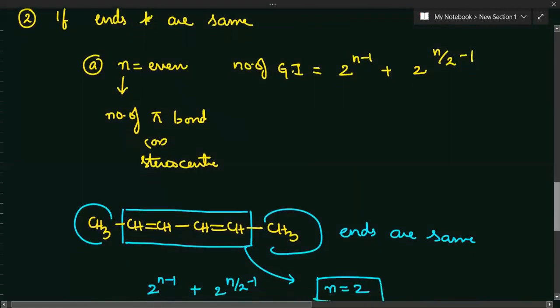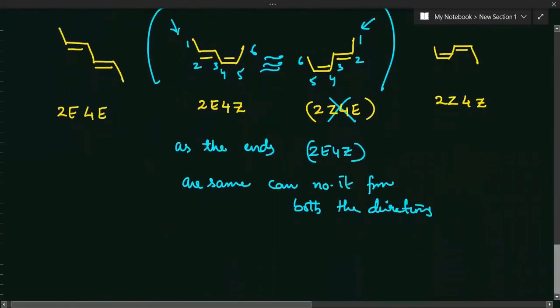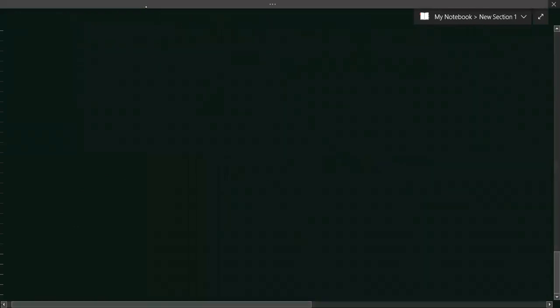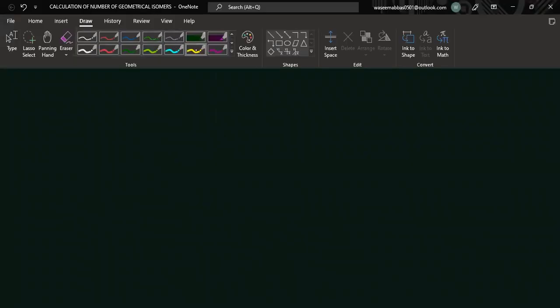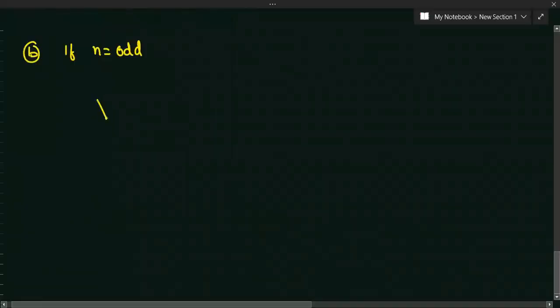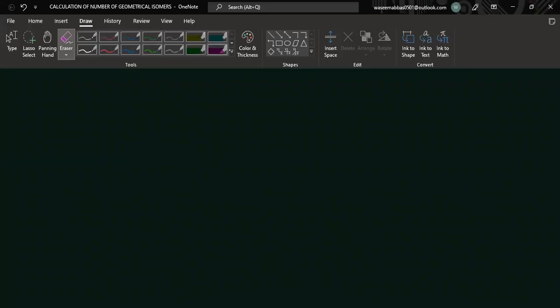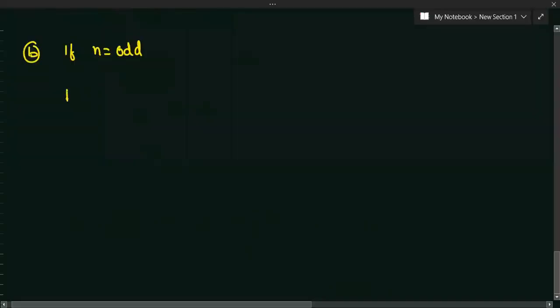When n is even number. So what if n is odd number? So condition number 2, if n is odd number. For example, the simple and smallest example is butene. If I take the example of butene, what is the n value? N value is 1.